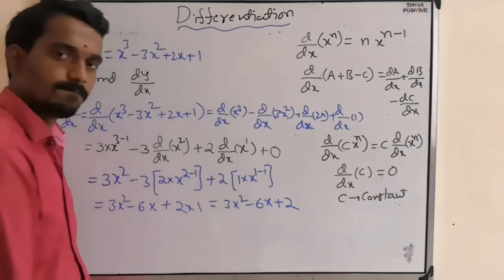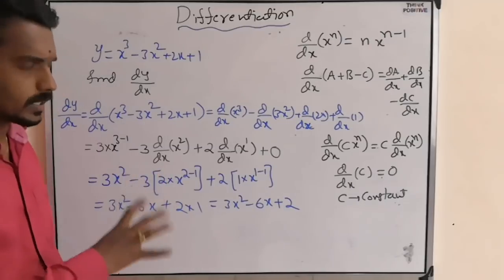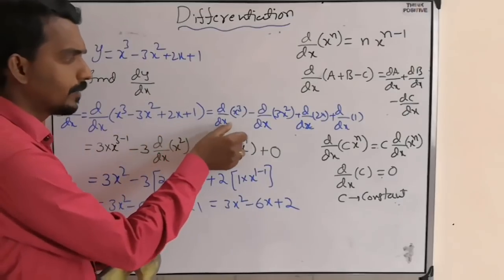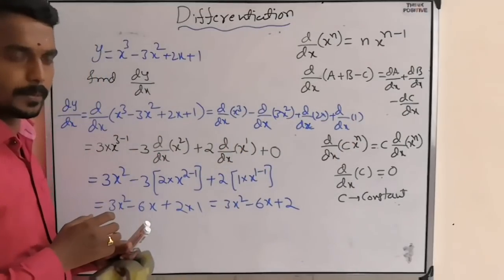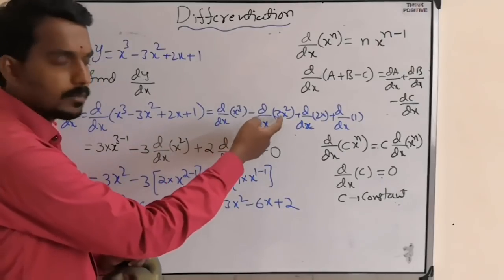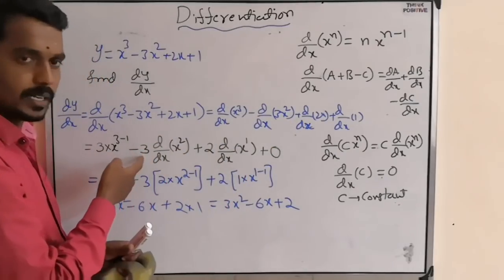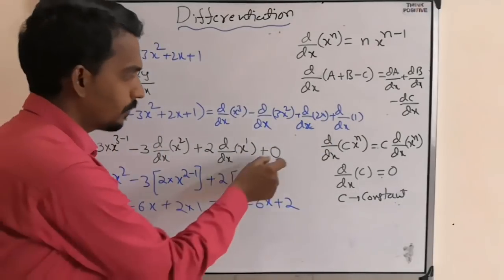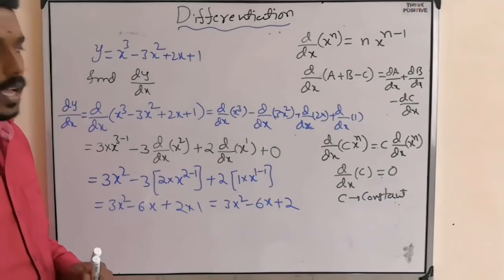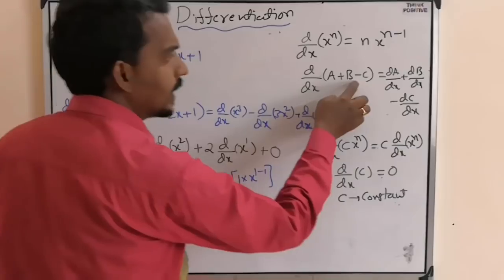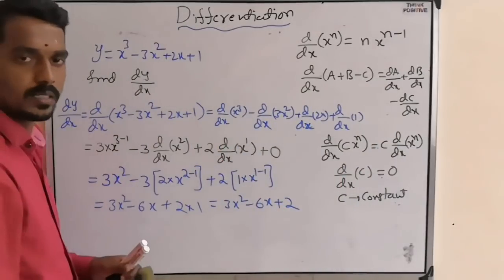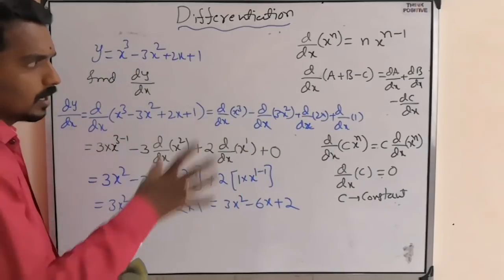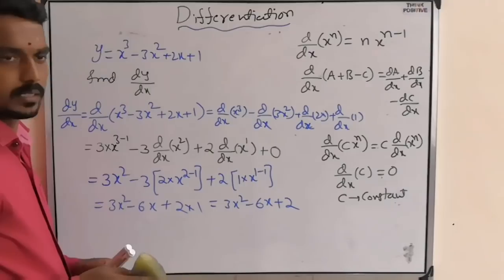Differentiation of this function. So step by step, take the number of terms. Write differentiation for each term separately. And if there is any constant multiplied by variable, take that constant outside. And if there is only one single constant, alone constant, differentiation becomes 0. And if there is a plus, take plus. Minus, take minus as it is. Don't change the sign. Minus, minus, plus, plus. So this way you have to apply differentiation.